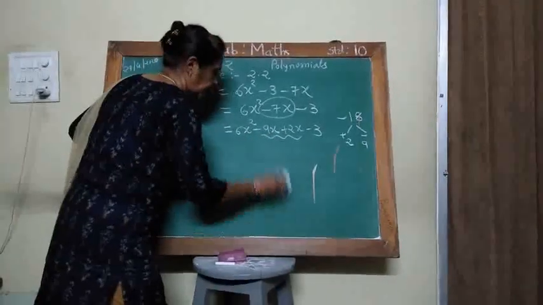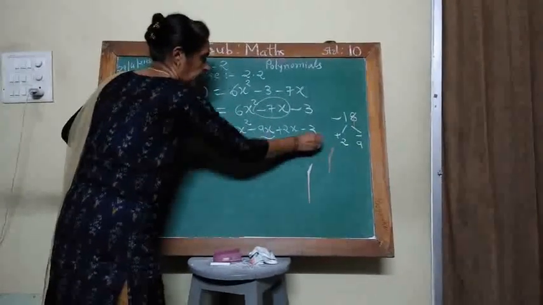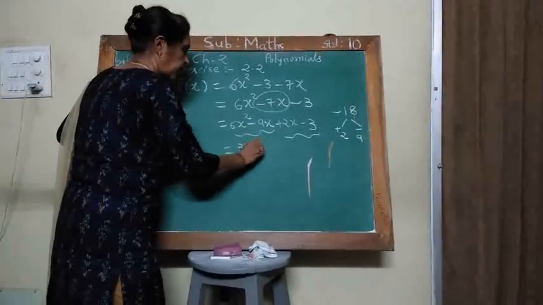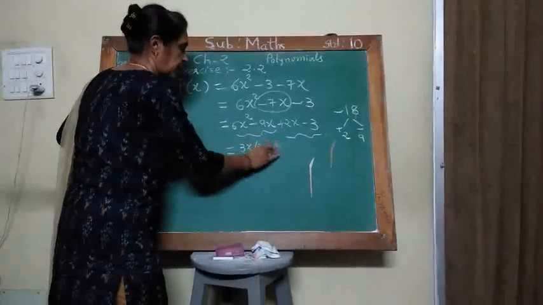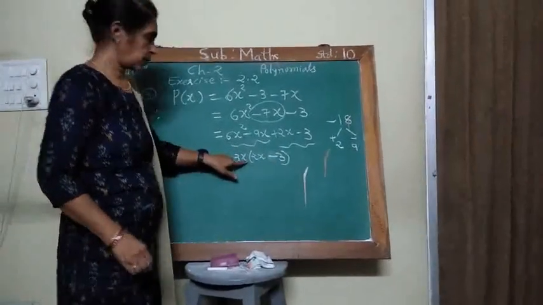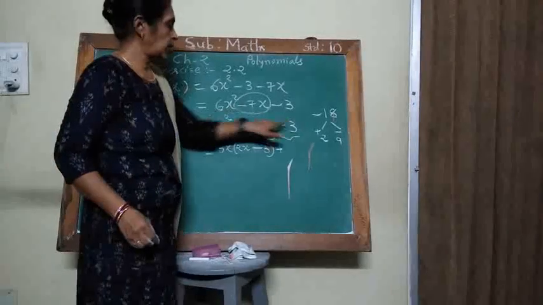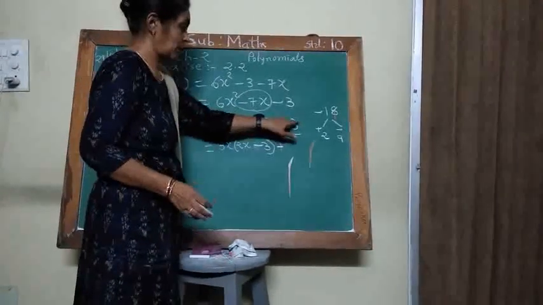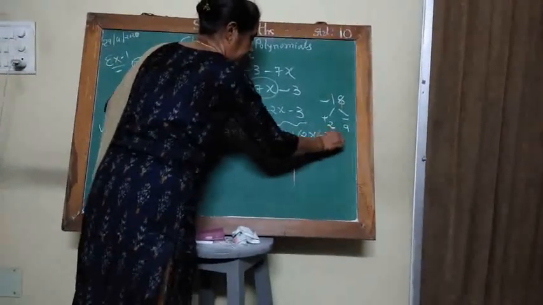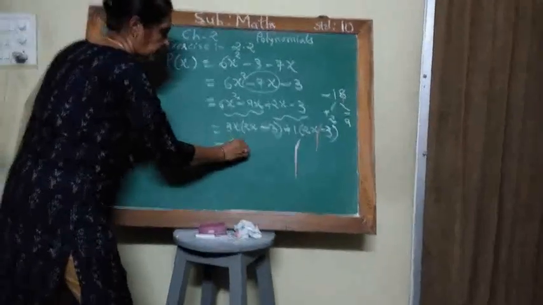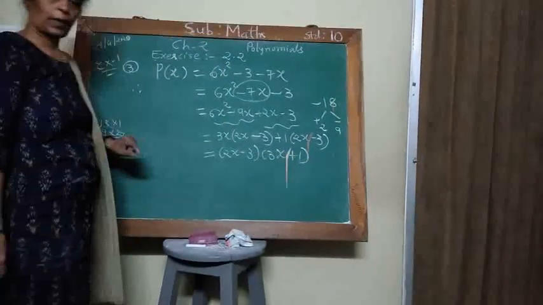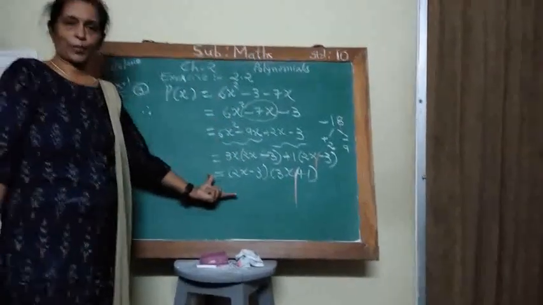Make pairs of 2 terms. I take these 2 terms and these 2 terms. Take 3x common: 3x times 2x minus 3. Here 1 is common. Okay, don't put 0, put 1. So put 1 common, 2x minus 3. Take out 2x minus 3 common, and 3x plus 1. Clear? So I factorize the polynomial.